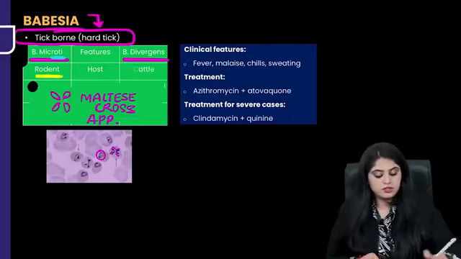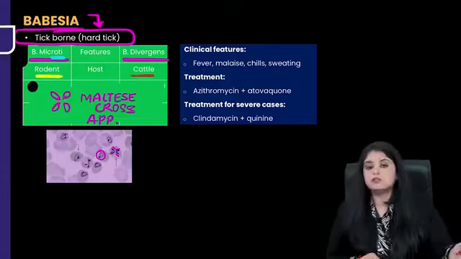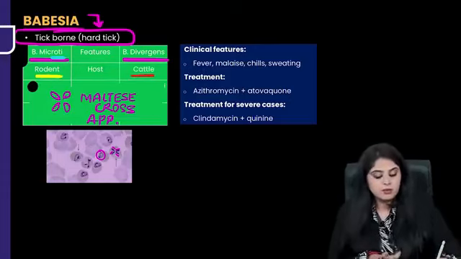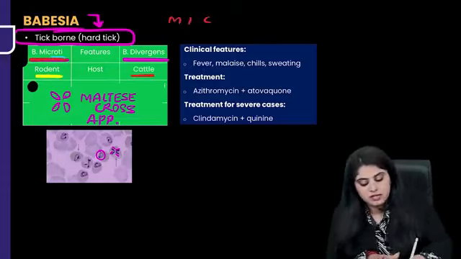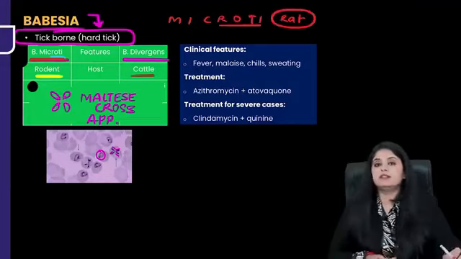Whereas what is it with divergens? Divergens is going to show you the presence of cattle. So remember one thing, Babesia microti. Please learn microti as "micrati". That will tell you rodents are involved in its life cycle.